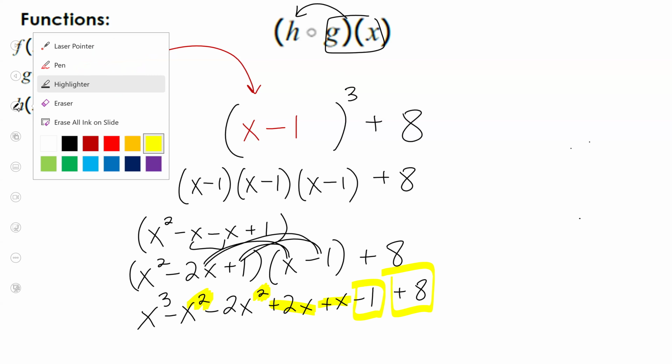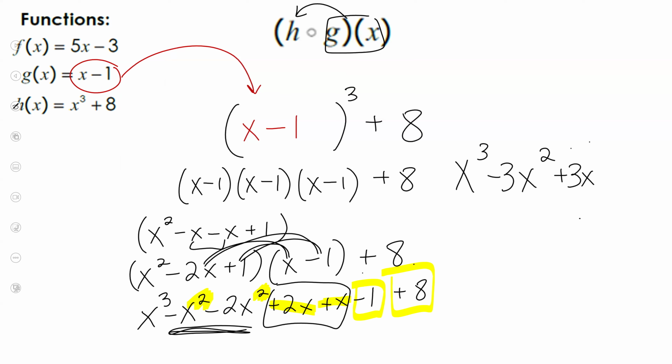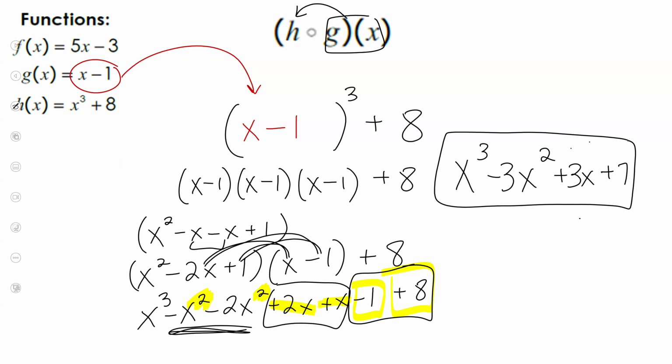Okay, so this will become x cubed is by itself. The squared terms will be -3x squared. This part right here will become +3x, and the numbers will become +7. So this is your composition. And remember, your format can also be written, you'll see it both ways. You'll see it g of x inside of h. You'll also see it written like that. Okay, you guys try the next one on your own.